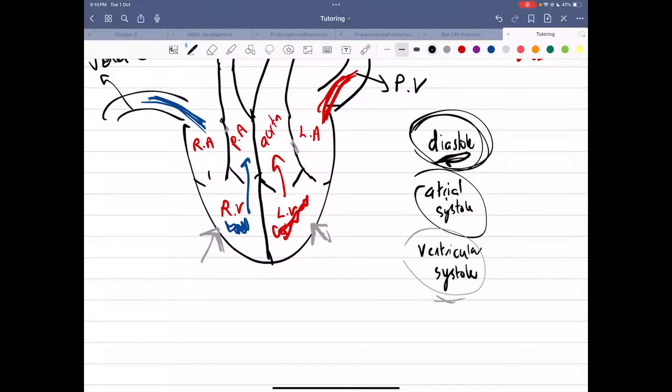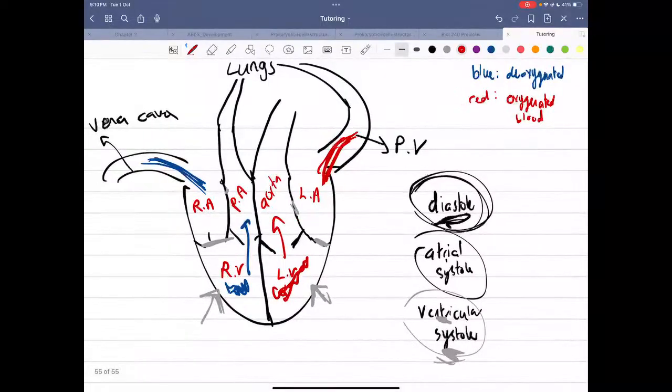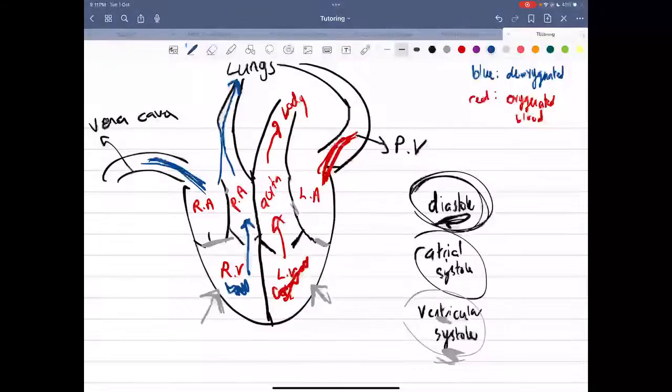So my semilunar valves are going to be open, while my atrioventricular valves are now going to be closed. Why will they be closed? Because I don't want blood to go in the opposite direction. So blood will flow from the left ventricle into the aorta, and from the aorta into the entire body. On the right side, the right ventricle pumps into the pulmonary artery, and it's going to go into the lungs, where we're going to have gas exchange, which we spoke already about in the respiratory system.